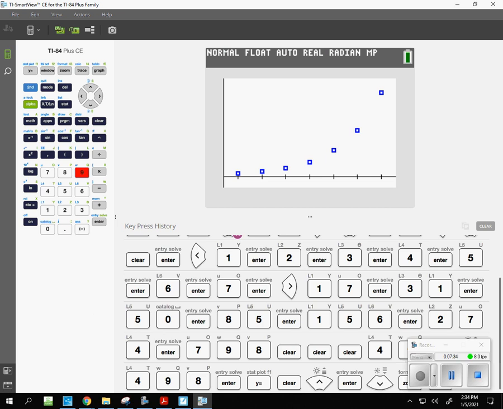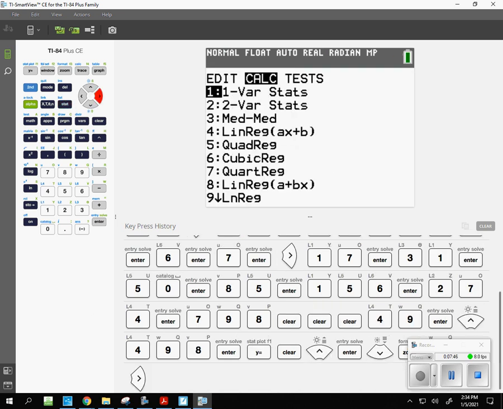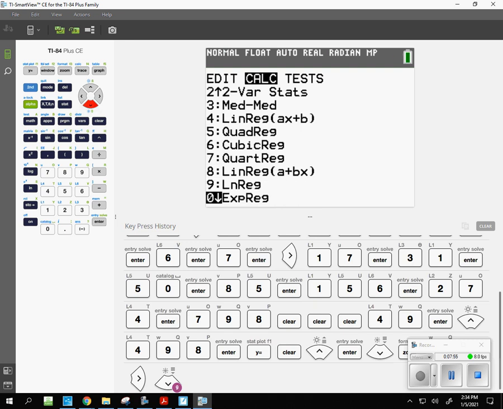I want the calculator to come up just like before when we did a line of best fit. I want an exponential curve of best fit. So I'm going to go back to stats. I want to calculate. Again, these are things that we've done previously. We've done the regression lines, and I think we've even done quadratic regression lines. So now we're going down here, and we're looking for an exponential regression line.